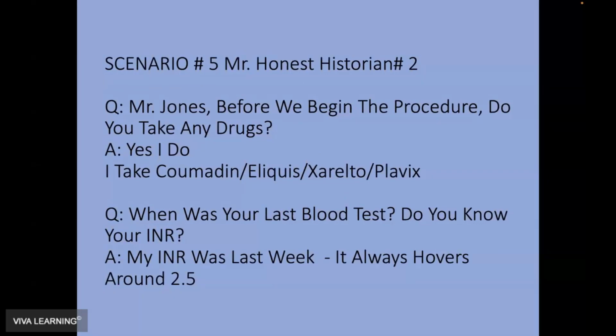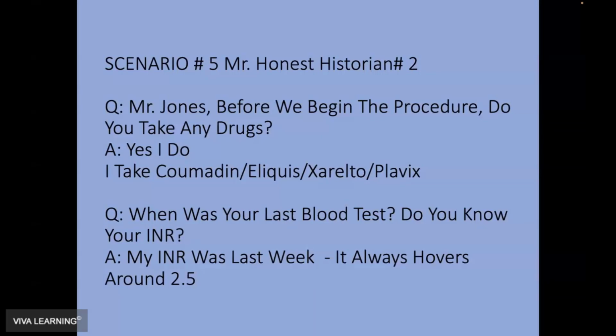Mr. Honest Historian number 2. Mr. Jones. Yeah, I take Coumadin, Eliquis, Xarelto, Plavix. When was your last blood test? Do you know your INR? Well, my INR was last week. It always hovers around 2.5. Most people that are anticoagulated know their INR like they know their phone number. And patients these days have kits where they can take their INR at home, so they should know what their INR is before they come.